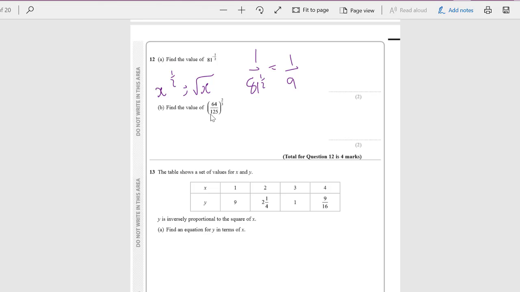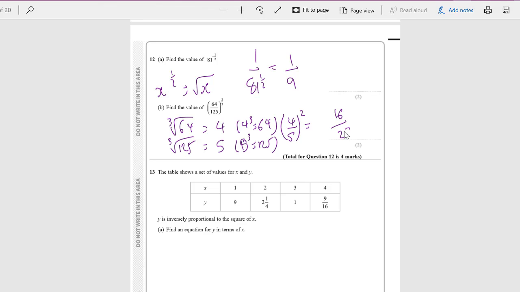Find the value of 64 over 125 to the power of 2 over 3. So the first thing we can do is cube root. So let's cube root 64, and that's going to give us 4, because 4 cubed is 64. And then the same thing for 125, cube root, that gives us 5, because 5 cubed is 125. And then remember, we still have to square, so we have 4 over 5 squared, so 16 over 25.